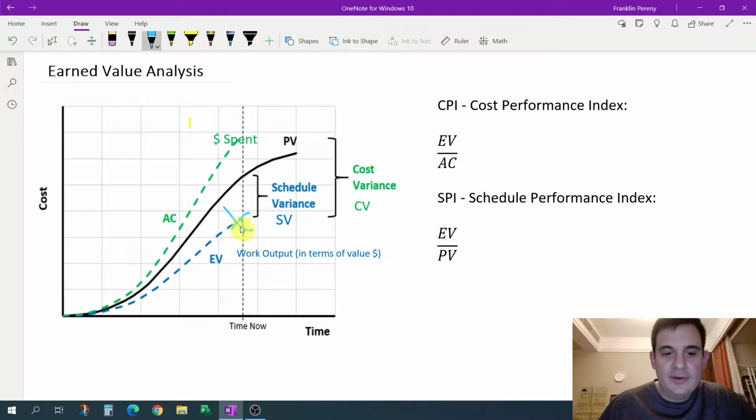It's EV, right? This point for today, divided by here. Okay, so what does that represent? Well, it's just a ratio that can be used to summarize the performance of this project to date, and it can be used to predict the future. So it's just a ratio. You're just saying that I planned to spend this much money on my project. I've actually spent this much money, but I've only gotten this much work.